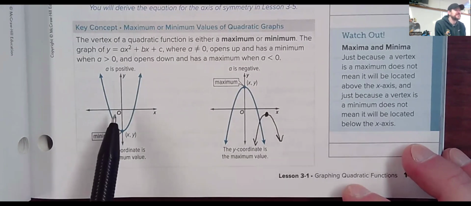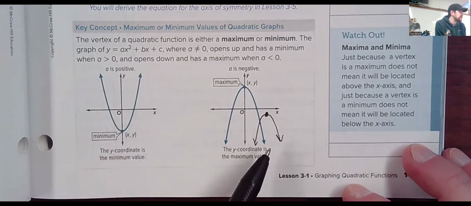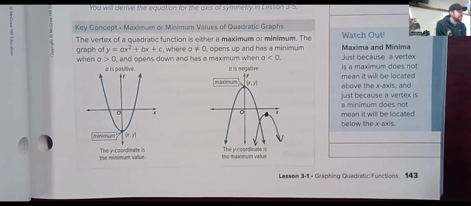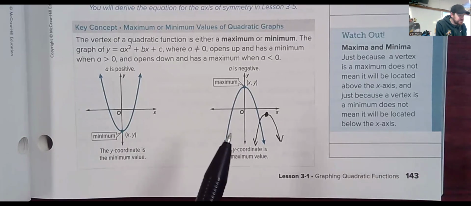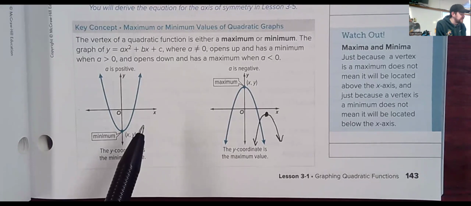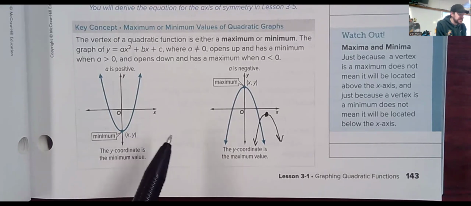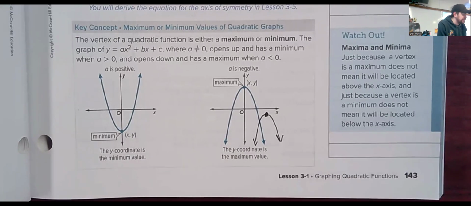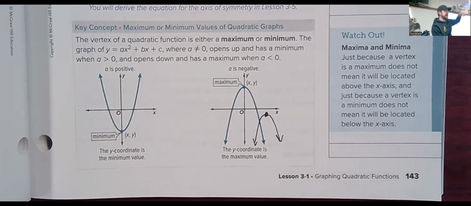And by the way, this is the reason why it's saying this: when we start solving these, it's going to be important. And just because it has a minimum doesn't mean that the vertex is going to be located below the x-axis. It could be above the x-axis. So it just determines the direction, facing up versus facing down.